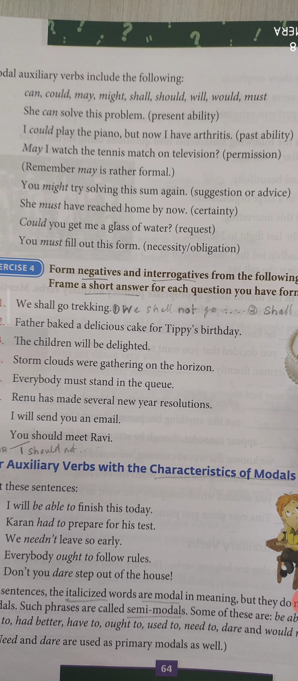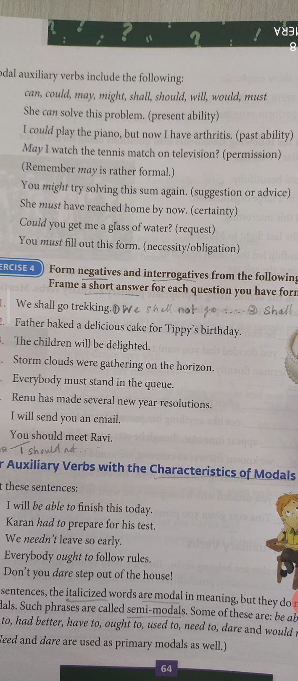She must have reached home by now. She must have reached. Certainty. That means after starting from school, that much amount of time is over, so she should be home by this time. There was no call, so because the time limit was over, certainly she should have reached. Must have reached. Okay. Next one.